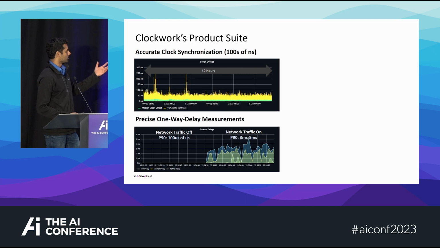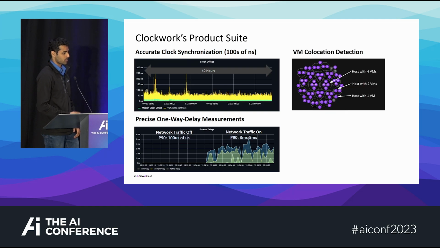The second thing we can do is precise one-way delay measurements at the edge of the network. There are 2 phases to this plot. The left phase is without any network traffic, and Clockwork can accurately sense the base latencies in the network. These are on the order of hundreds of microseconds. When we apply network traffic, Clockwork's probes can sense the effect of that traffic in the network. Our UDP probes incur delay as a result of this traffic, and so the delay is on the order of single-digit milliseconds.